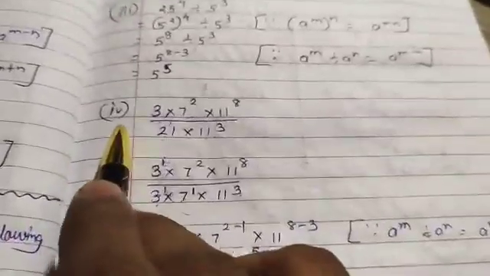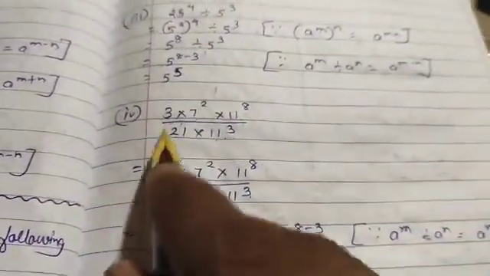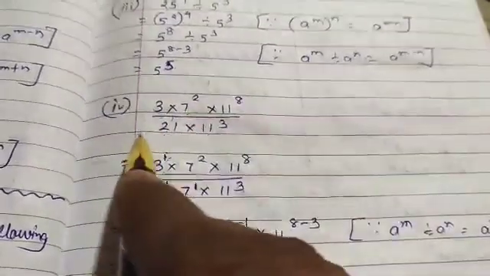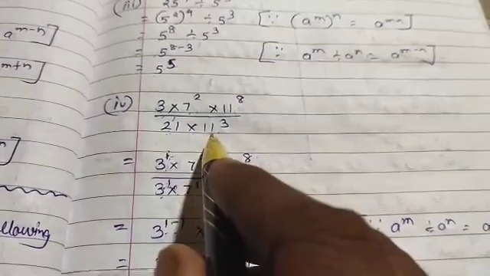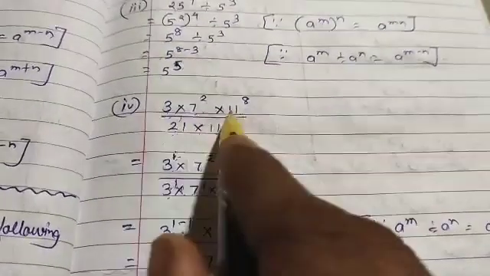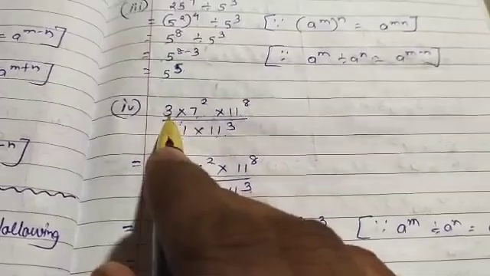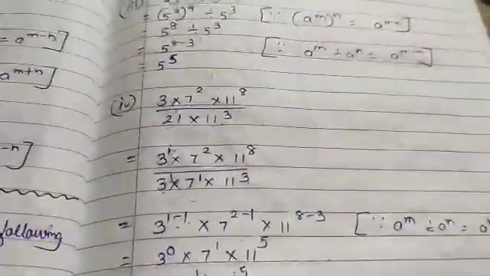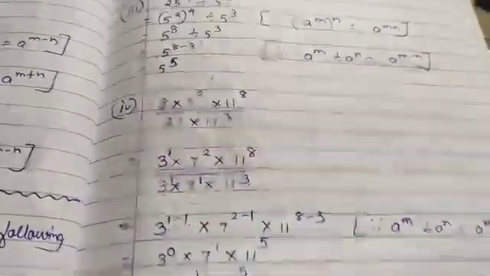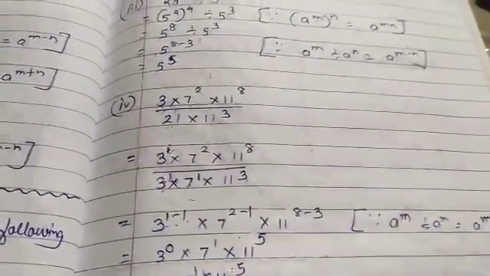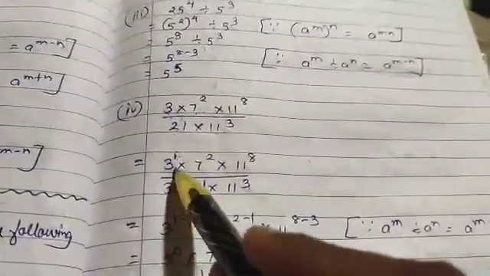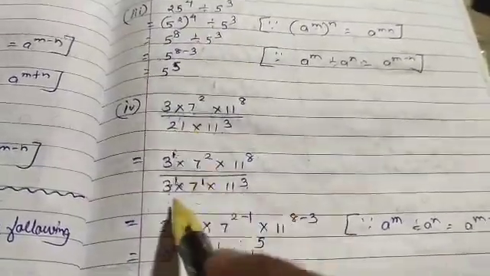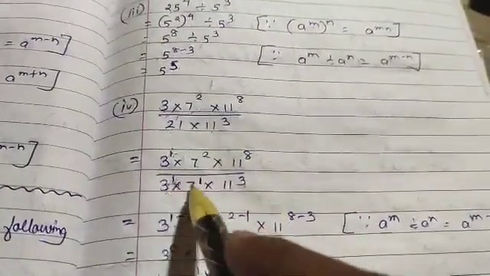Now the next, let us see sum number 4, that is 3 multiplied by 7 raised to the power 2 multiplied by 11 raised to the power 8, divided by 21 multiplied by 11 raised to the power 3. Now if you observe, all the bases, that is 3, 7, 11, are prime numbers, only this 21 is not prime, so we will try to convert this composite into prime. We will write the factors of 21, that is 3 sevens are 21. See here, and write down the rest of the values as it is, and write down 3 multiplied by 7 in place of 21, that is 3 raised to the power 1, 7 raised to the power 1.